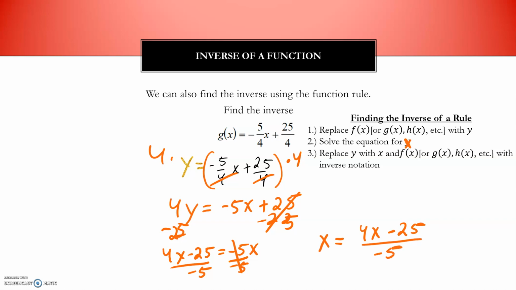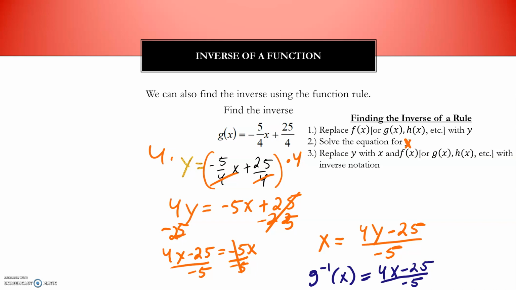Step 3, replace y with x, and x with f of x or g of x, whatever, with the inverse notation. Actually I start with a g. So g inverse of x equals 4, replace y with x, minus 25, everything over -5. Okay?